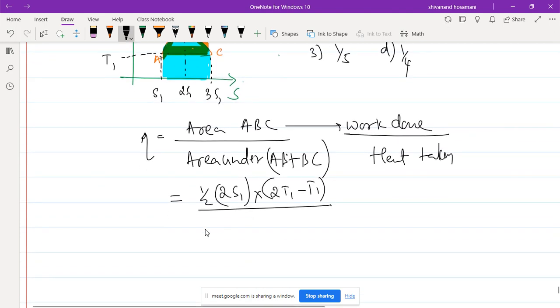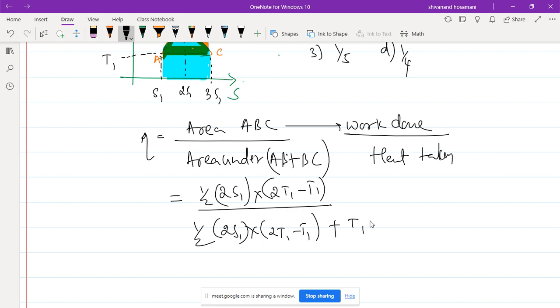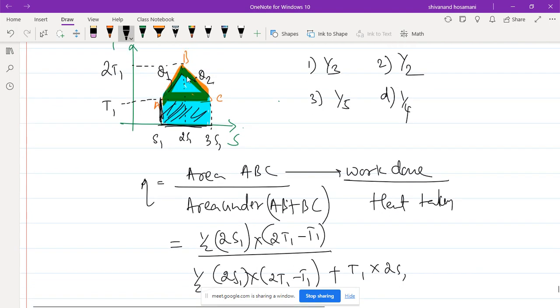Next, the rectangular area: half times S1 into 2T1 minus T1, plus the area of the rectangle with base 2S1 and height T1. The area of the triangle divided by the total gives us the heat absorbed.